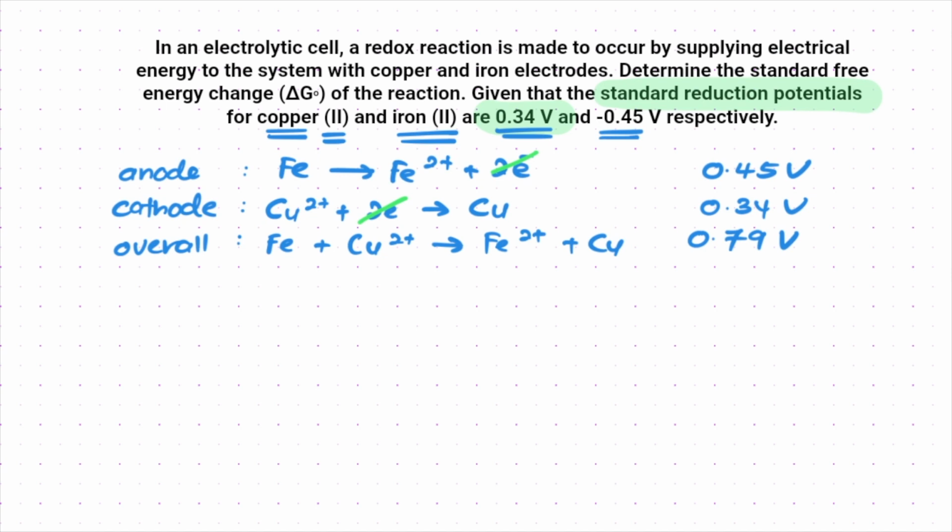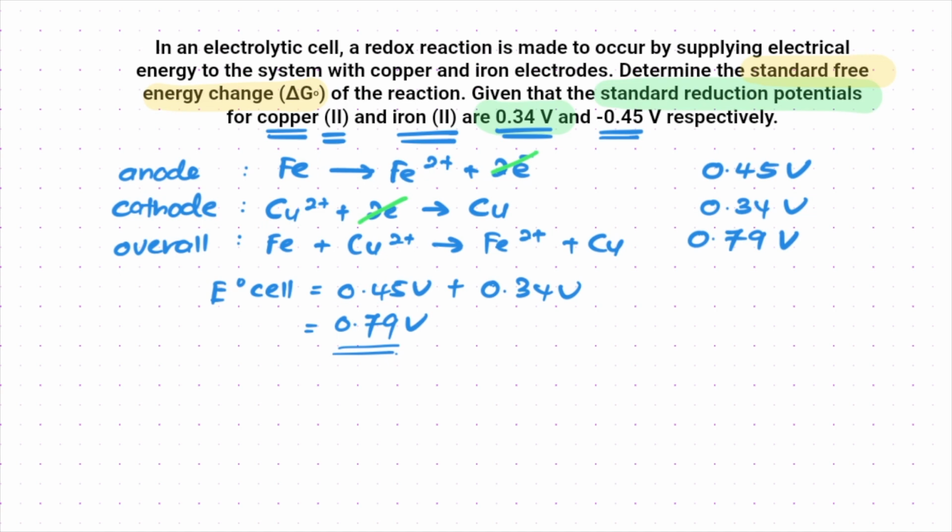And then you can also calculate this as the anode cell, which is 0.45 volt plus 0.34 volt, therefore you will get 0.79 volt. Right, so this is the first part of the calculation, and you were asked to calculate what is the standard free energy, which is the delta G.